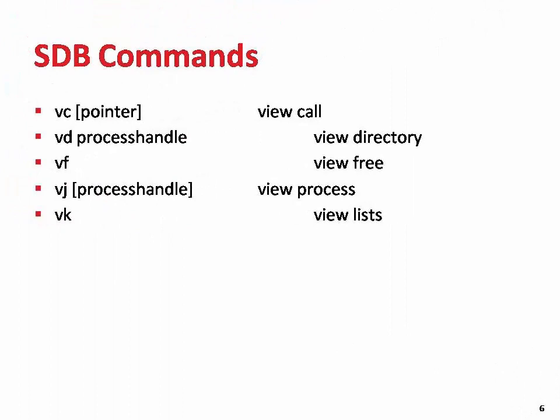SDB commands. VC: information on the call at the current address. VD: processes object directory. VF: number of free global descriptor table, GDT, slots. VJ: process tree hierarchy beginning with given process, or the full tree if no argument is given. VK: handles for ready and sleeping threads.